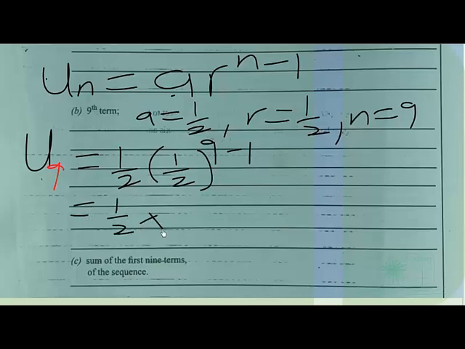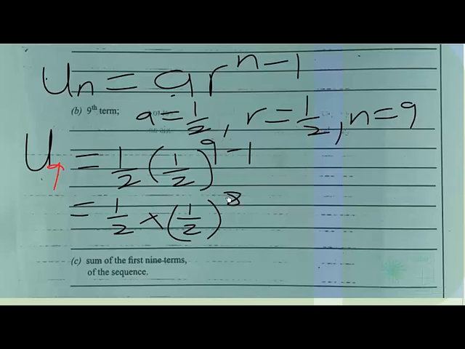So u subscript 9 will be equal to a, which is 1 over 2, times r, which is 1 over 2, exponent n, which is 9 minus 1. So this will give us 1 over 2 times 1 over 2 exponent 8.